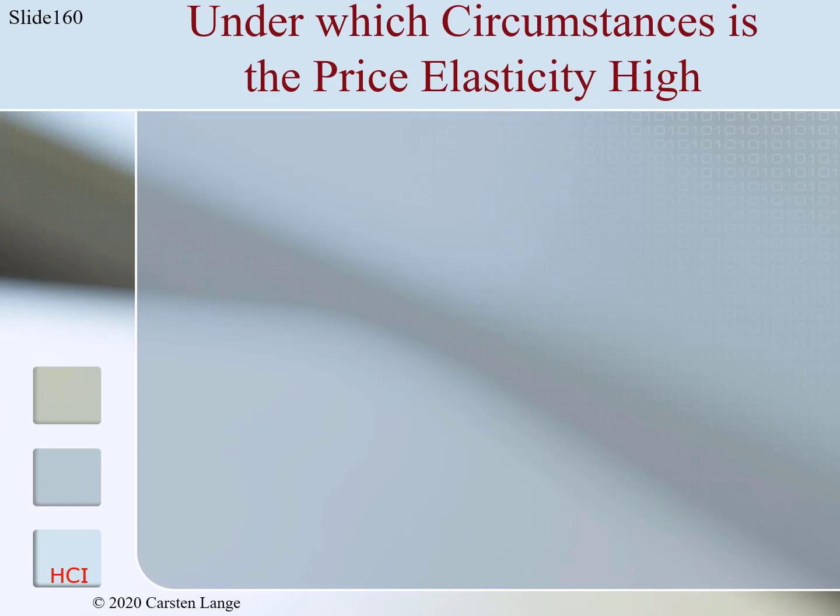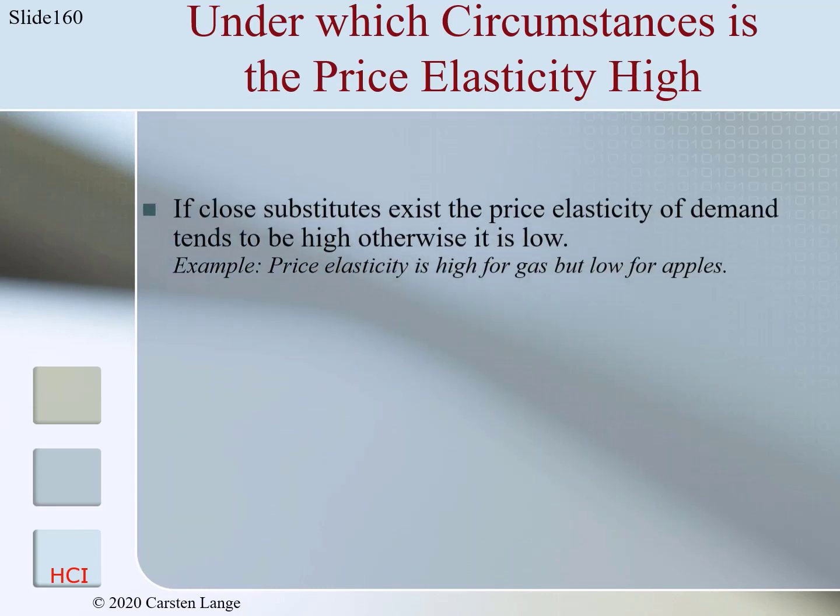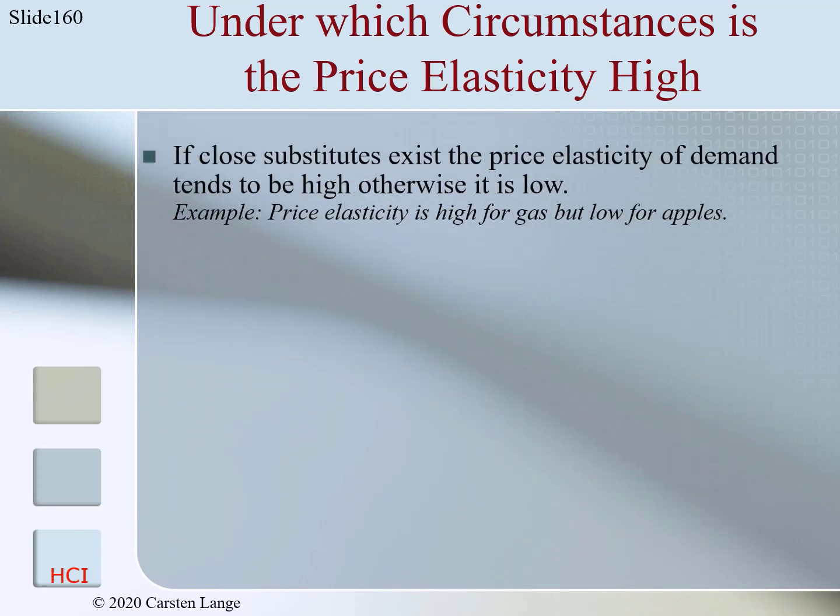The last topic covered in this segment is the question under which economic circumstances the price elasticity of demand is high. I will focus here on 3 important determinants. The first one is, if close substitutes for the good exist, the price elasticity is high, otherwise it is low. Why is that? Here is an example.